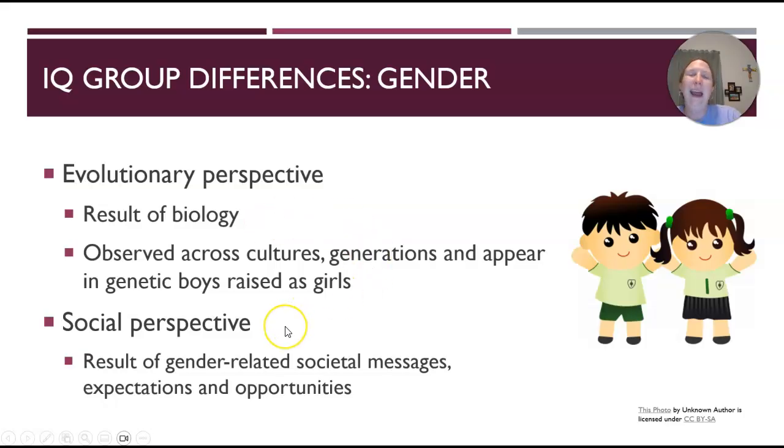On the other hand, you could argue that maybe the differences are not based in male or female DNA, but are really a result of gender-related societal messages, expectations, and opportunities, where perhaps boys are continuously sent more to math and science camps and classes and professions and encouraged more to go in that direction, where females are maybe encouraged more towards the humanities or arts in general. And so you have to ask yourself, what do we see in these gender differences, and what can we trace to biology, and what can we trace to society?